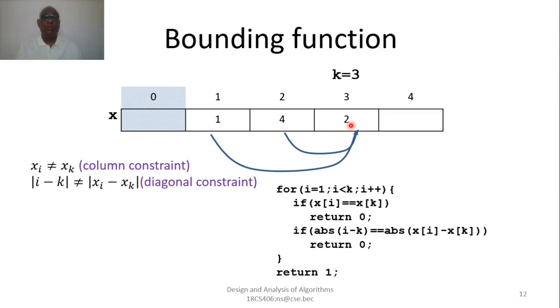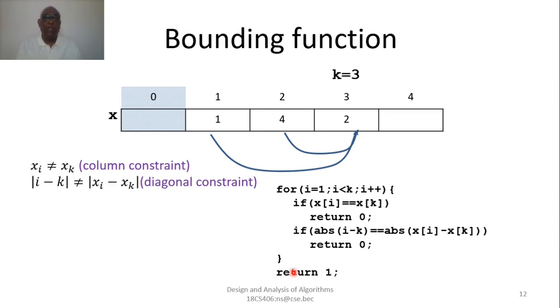So as a result, we have a simple for loop here for i equal to 1, i less than k. That is, we are looking at the partial solution values from 1 to k minus 1 locations. And then check each xi with x of k for column constraint and for diagonal constraint. So if column constraint or diagonal constraint is violated, then we return a value of 0. If this for loop satisfies the column constraints and diagonal constraints for all the values of xi from 1 to k minus 1, then it's obvious that the partial solution satisfies the bounding function. And when we come out of the for loop, we return a true value indicating that the bounding function satisfies. Rather, the partial solution satisfies the bounding function.